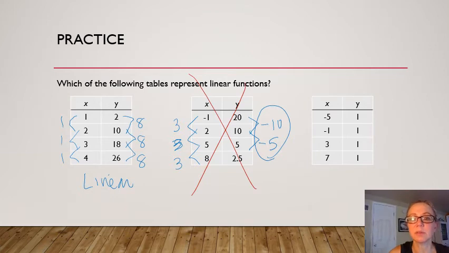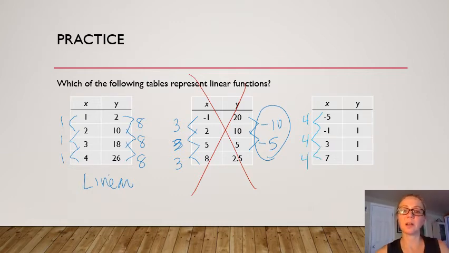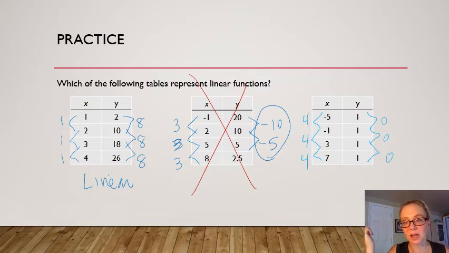In the last table, from -5 to -1 is a jump of 4. From -1 to 3 is a change of 4. From 3 to 7 is a change of 4. In the y column, from 1 to 1 is a change of 0, each time. We have a constant change in x and a constant change in y. So this last one is also linear.